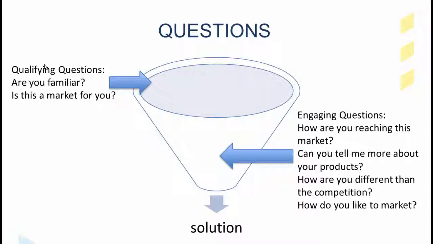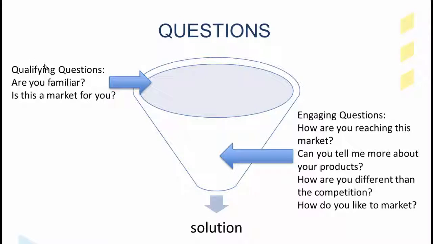How are you reaching this market? Can you tell me more about your products? How are you different than your competition? How do you like to market your company? So, in looking at the questions in front of you, do you notice a difference in the ways that they can be answered? The qualifying questions up at the top versus the engaging questions on the right-hand side. Which of these can be answered with a yes or no? Right, the qualifying questions, right?